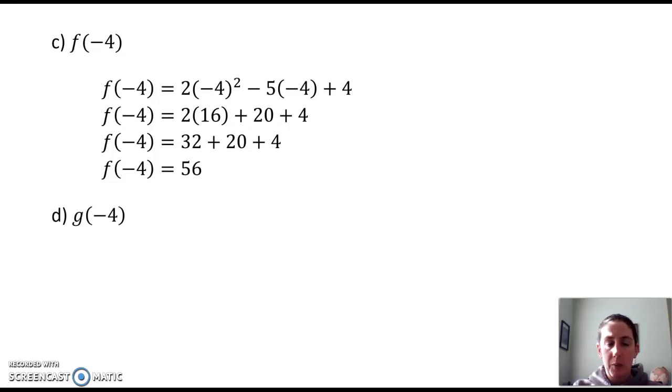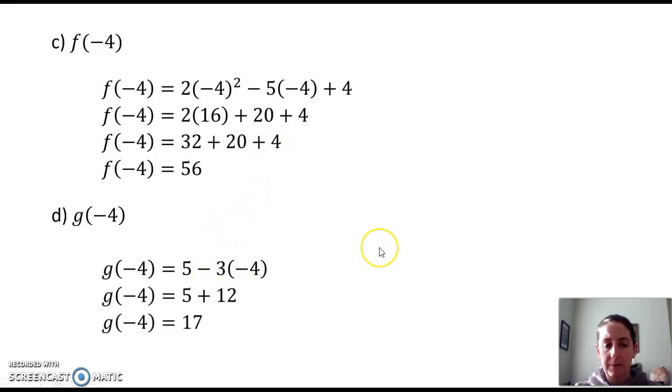Into g, I'm going to put negative 4. So that's going to be 5 minus 3 times negative 4. Negative 3 times negative 4 is a positive 12. 5 plus 12 is 17.